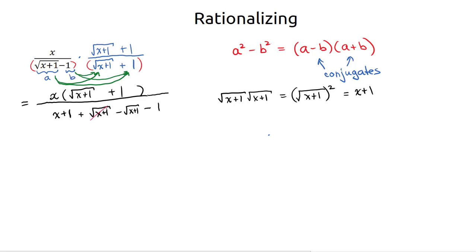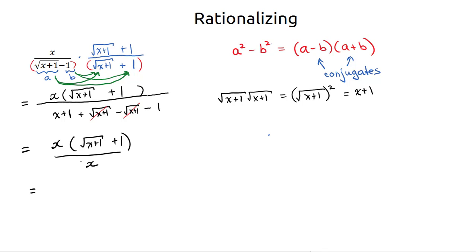Now those outer and inner terms end up canceling each other. And this is the reason why we want to use a conjugate. We want to be able to get rid of those square root terms. So now if we simplify further, the denominator simplifies nicely to just x.